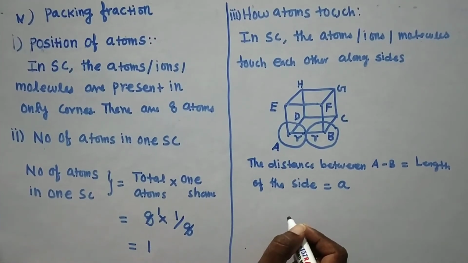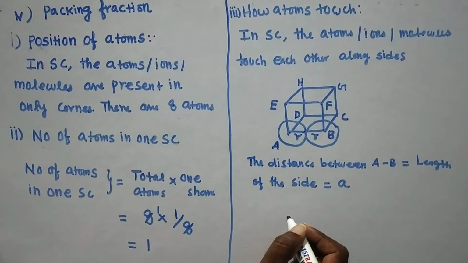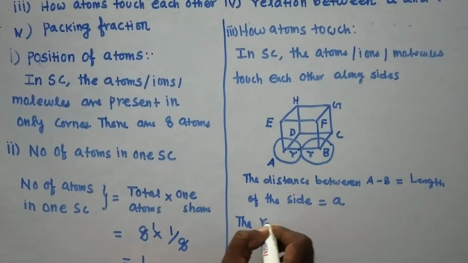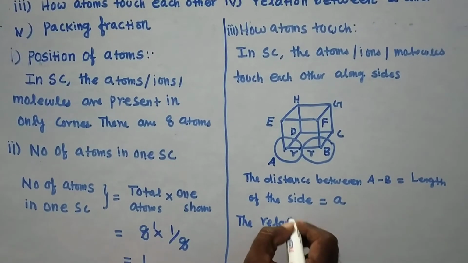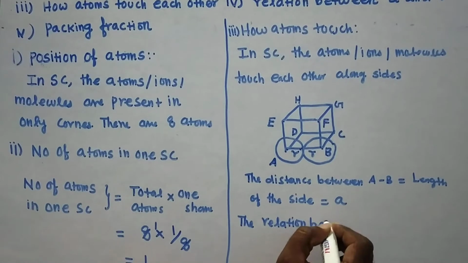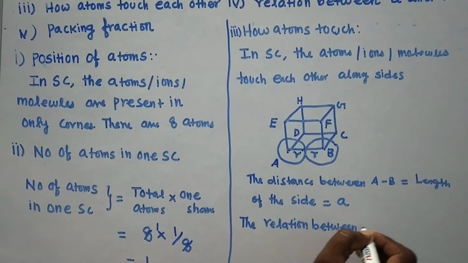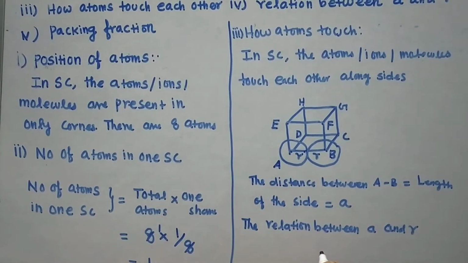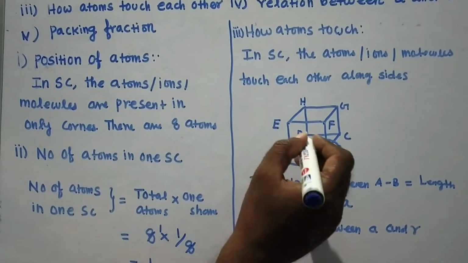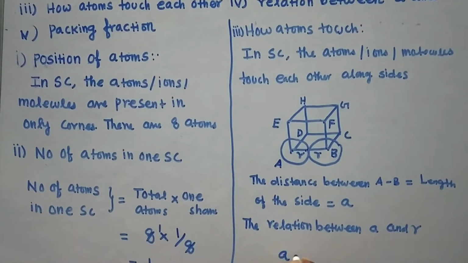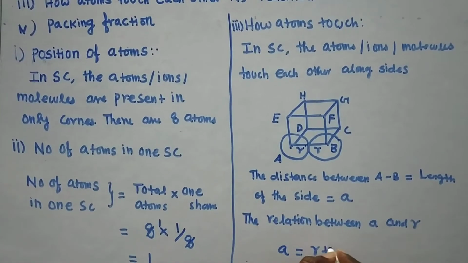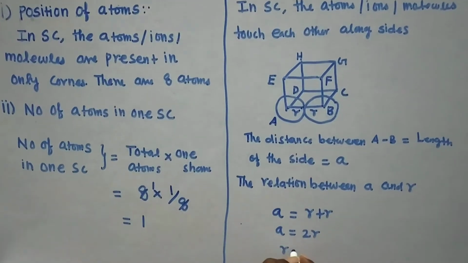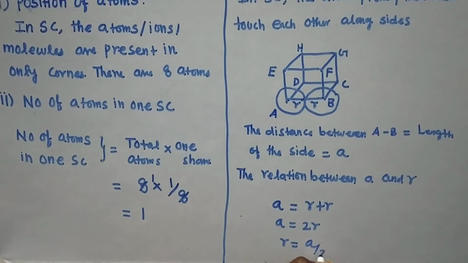Okay, then we are going to find out the fourth one, the relation between A and R. From this picture it's well known that A is equal to addition of R and R. Therefore A is equal to 2R or R is equal to A by 2. Okay.